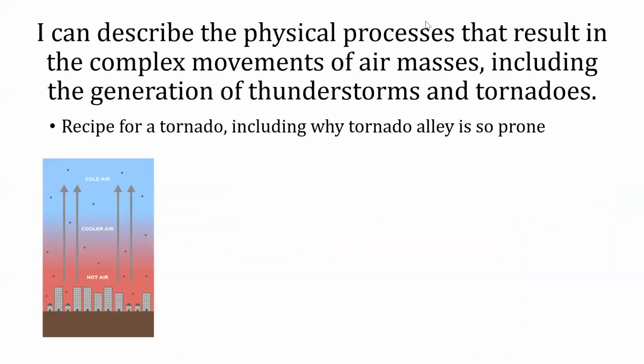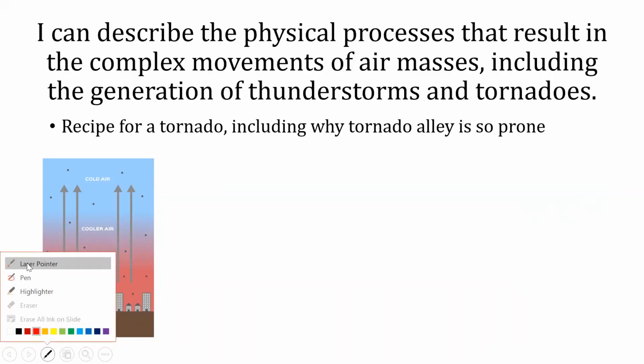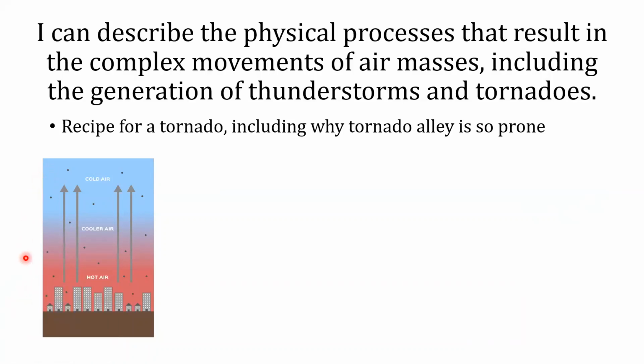So getting back to understanding the fundamental processes. Again, the reasoning target we're thinking about is I can describe the physical processes that result in the complex movements of air masses, including the generation of thunderstorms and tornadoes. Must know the recipe for a tornado and why Tornado Alley is so prone to those. So this image that I have here is showing sort of the normal conditions that exist on Earth. So the sun heats up the ground, which heats up the atmosphere. So that's why it's warmer near the ground and it gets cooler as you go up.